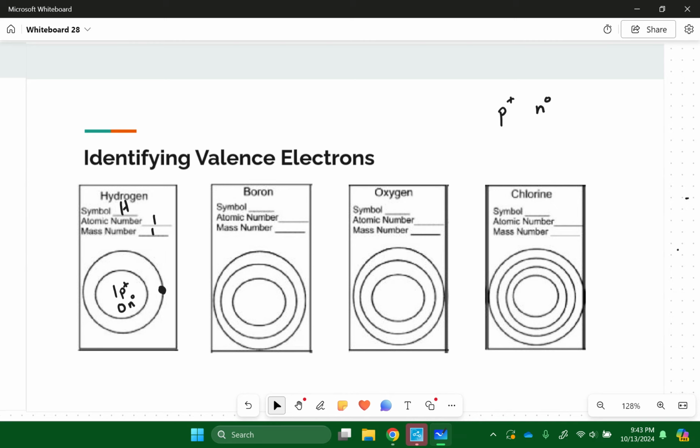And how many valence electrons do I have? I find the outermost ring with an electron on it. That's this one. And I just count how many electrons are on that ring. So this is my outermost ring, and I've got 1 electron. So I have 1 valence electron.